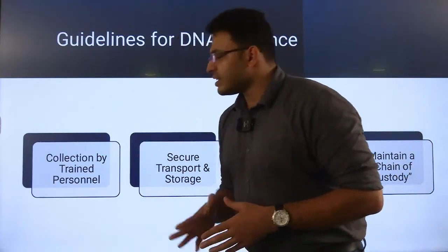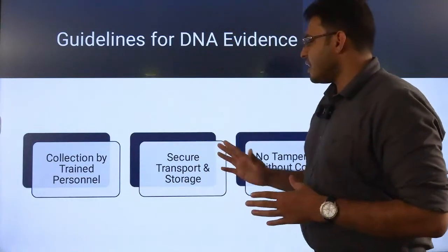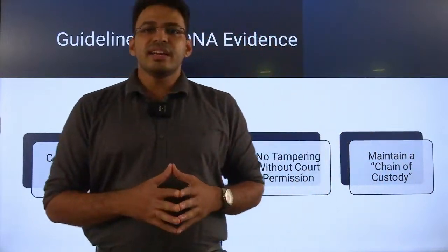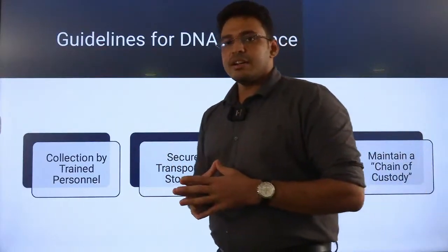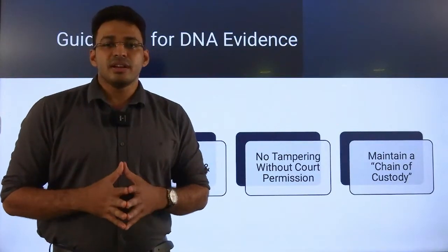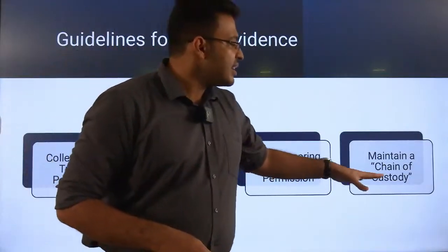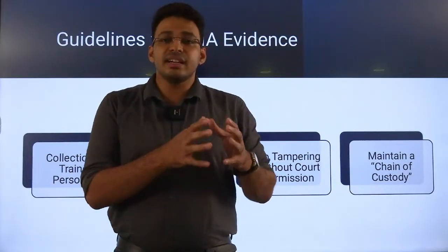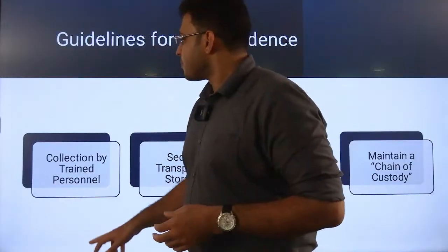It should be collected by trained personnel. Whatever blood sample or DNA is collected, it should be collected by trained personnel, with secure transportation and storage. It should be stored in a sealed container with the FIR number and other details of the case, and it should be transported within 48 hours of the collection, and not tampered with without the court's permission. At least the sessions court's permission should be there for tampering with the evidence, and a chain of custody should be maintained. Whoever takes the evidence into custody, the records of custody should be maintained by the prosecution.